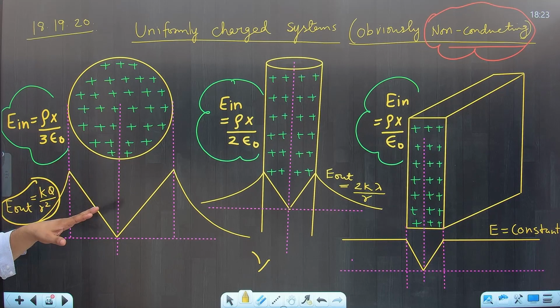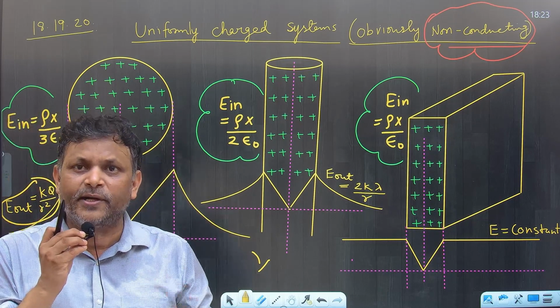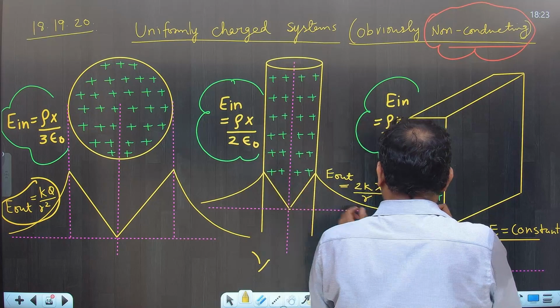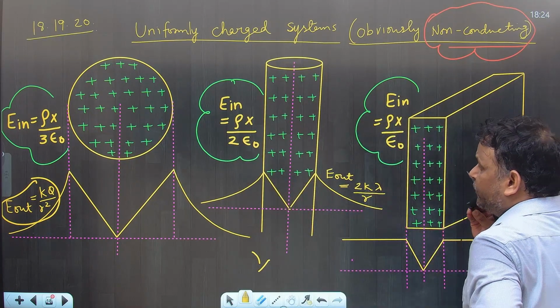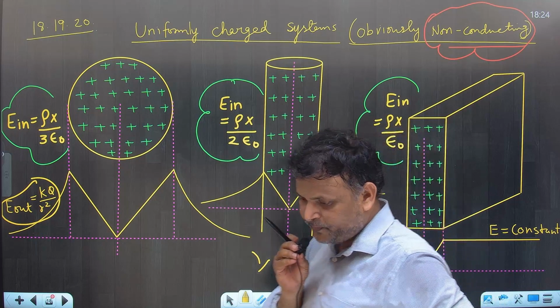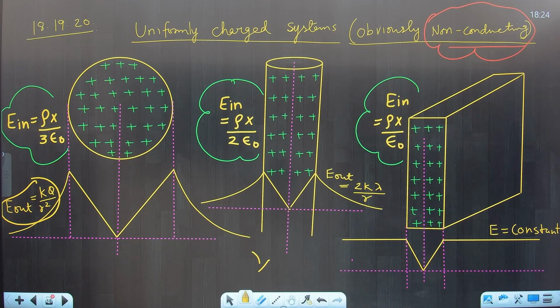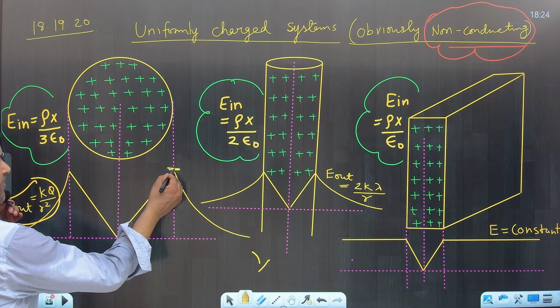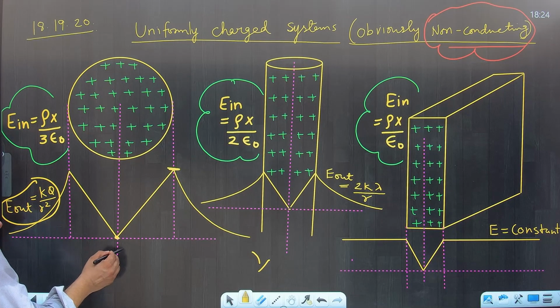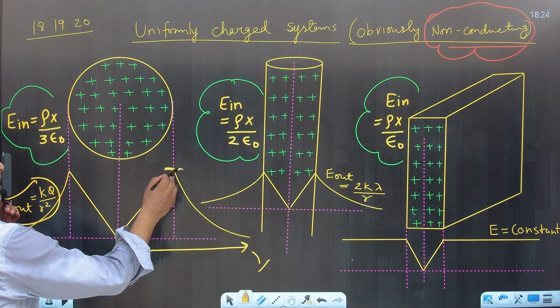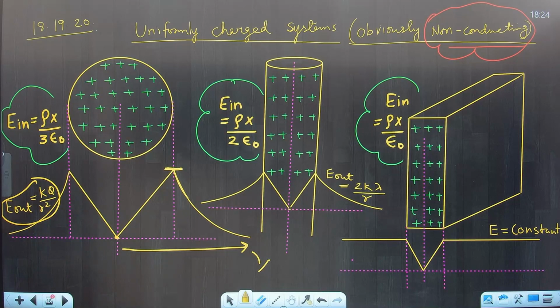It is true for all the fields, whether electric or gravitational or magnetic. It will grow linearly here, here, and here. So the electric field is growing linearly in all these systems. All these systems are solid, or you can say non-conducting. You have just filled them with the charge. You will see that the electric field is maximum at the surface. When you move from the center to infinity, the electric field increases, reaches a maximum at the surface, then decreases, and slowly becomes 0 at infinity.